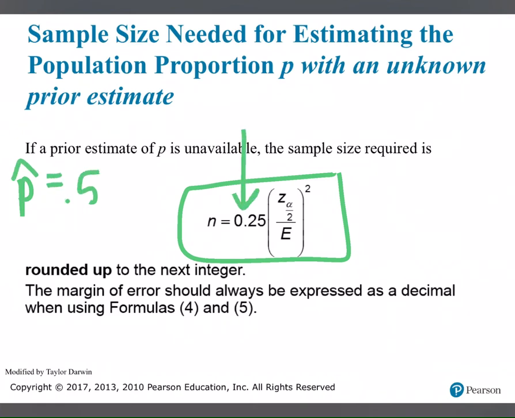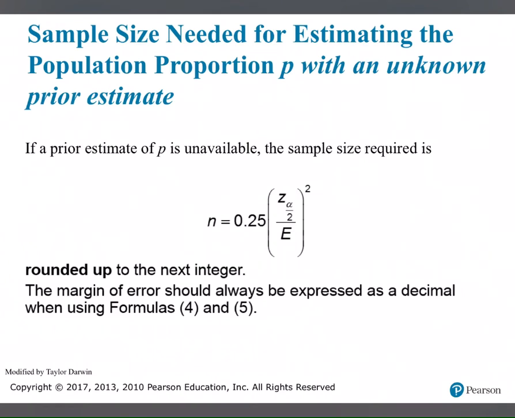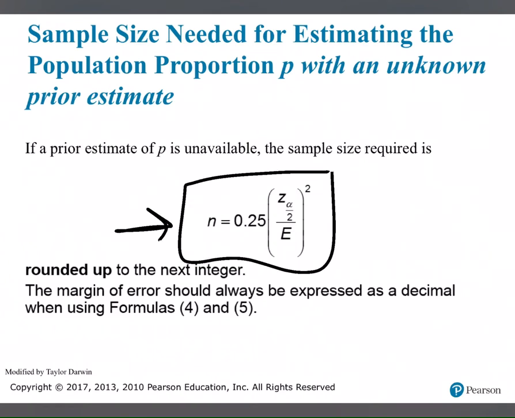So if you were to plug in p hat times 1 minus p hat, if we were to plug in 0.5 for each of those, you would get 0.25. So they're basically just giving you a simplified formula. Once again, you really don't use this one a lot. You can write this one down if you want, but if you think it might confuse you, then just don't write it down, and just know that if p hat isn't given to you, then use 0.5.